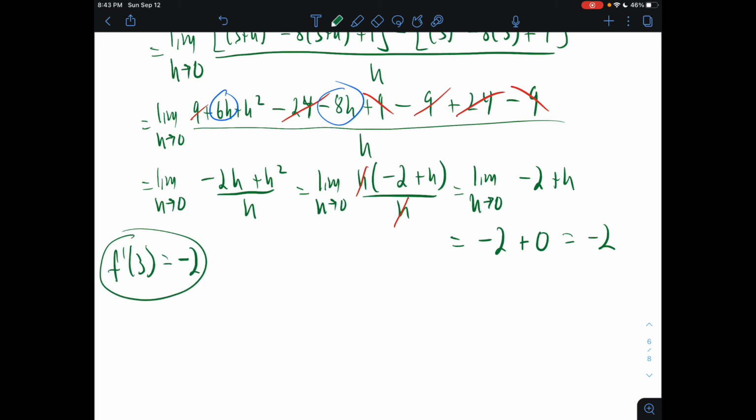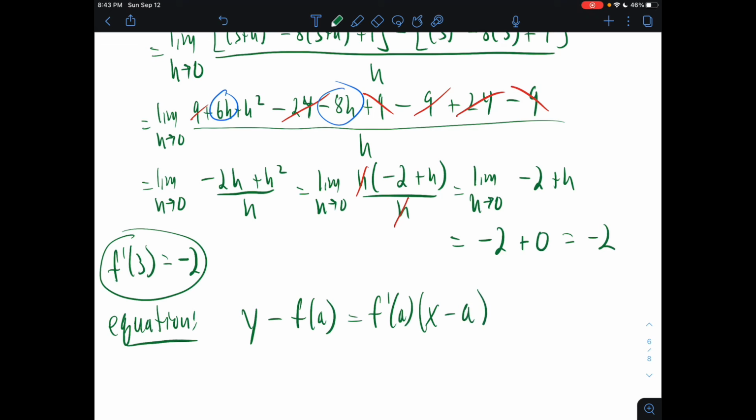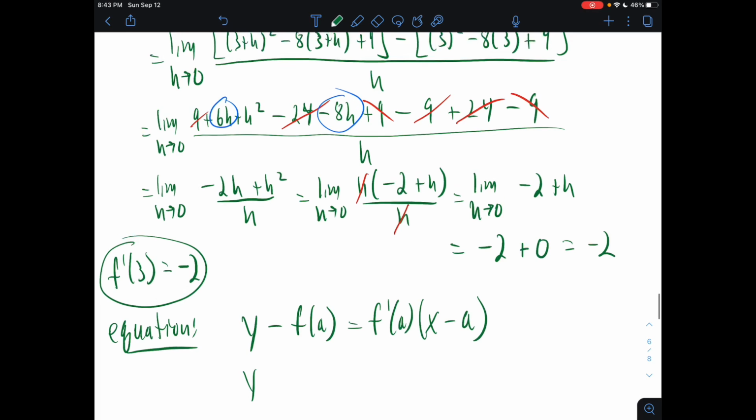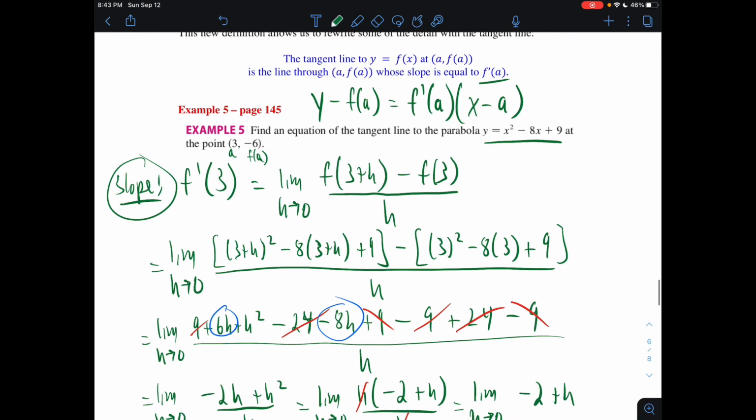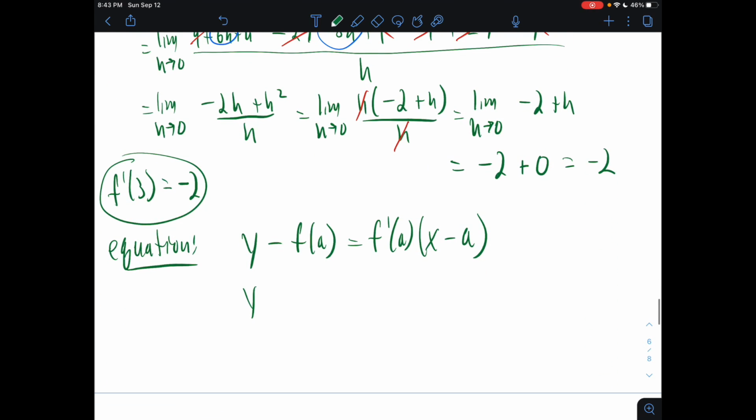That's my slope. So then the equation, remember using what I wrote down before: y minus f of a equals f prime of a times x minus a. In this case, f of a we said was negative 6. That comes from the point (3, -6). f prime of a is our slope we just found, negative 2. And then x minus a, again, we said was 3.